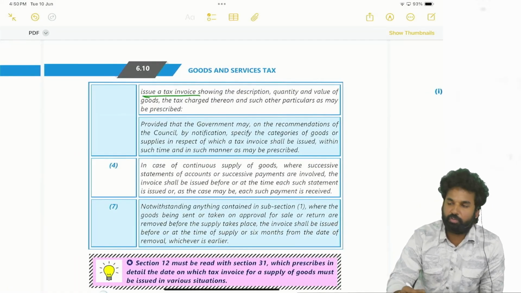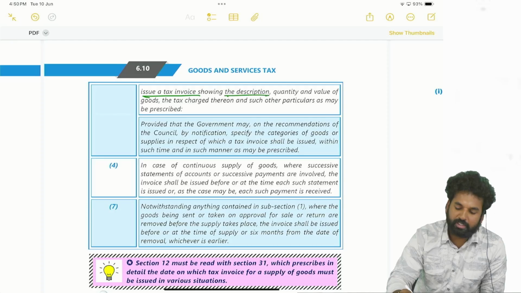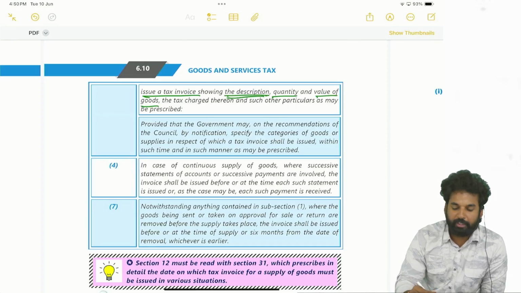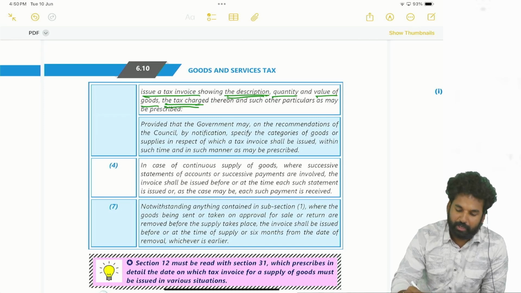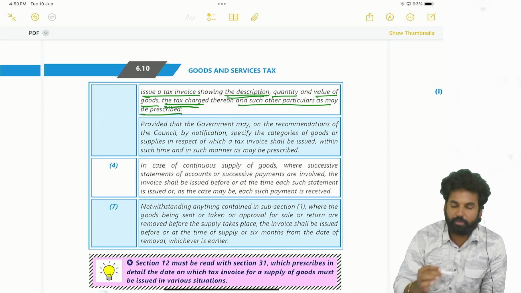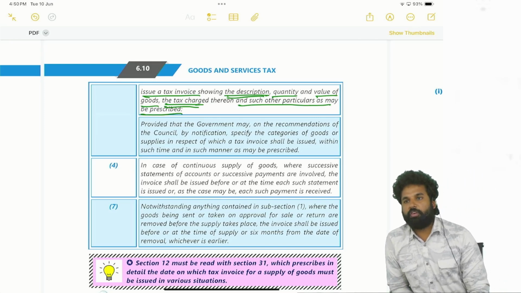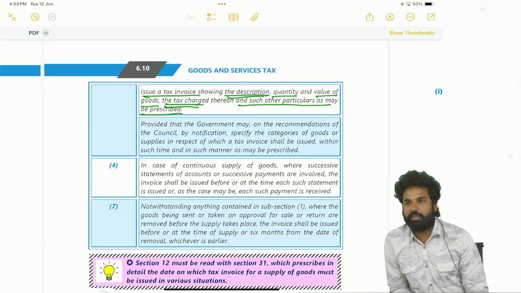So in the tax invoice, what shall be there? Showing the description of the goods, the quantity of the goods, the value of the goods, the tax charged thereon, what is the rate of tax and what is the tax amount, and such other particulars as may be prescribed. Other particulars that will be prescribed, like the supplier's address, supplier's GST number, recipient's address, recipient's GST number, HSN code, SAC code, all those have to be mentioned.